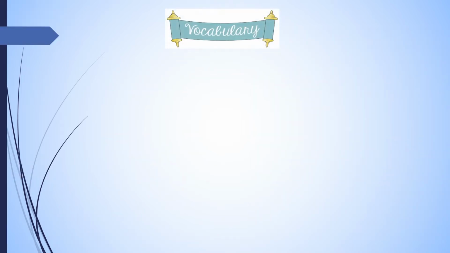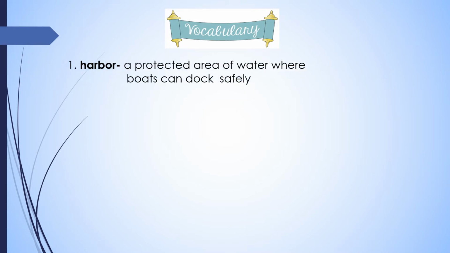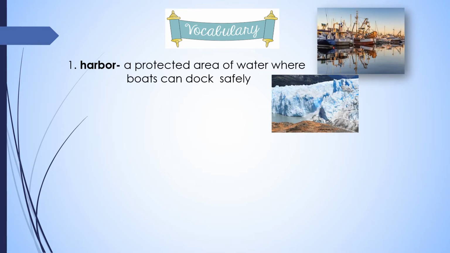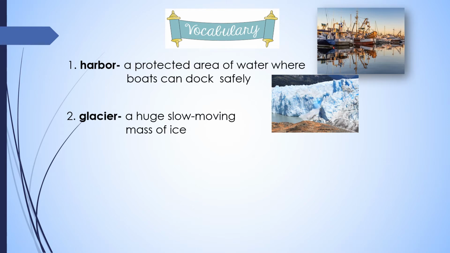Let's start the lesson with our vocabulary. Number one is harbor. It is a protected area of water where boats can dock safely. It is used for loading and unloading of boats. Number two, look at the picture here, it is an example of a glacier. A glacier is a huge, slow-moving mass of ice, and they form over hundreds of years where fallen snow compresses and turns into ice.